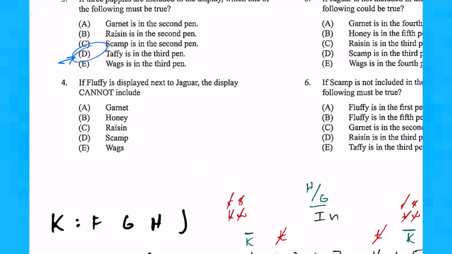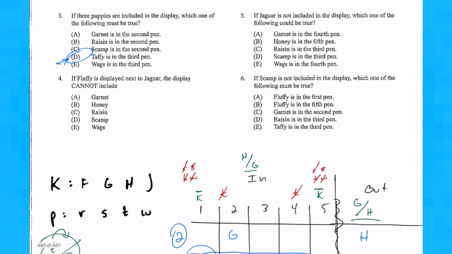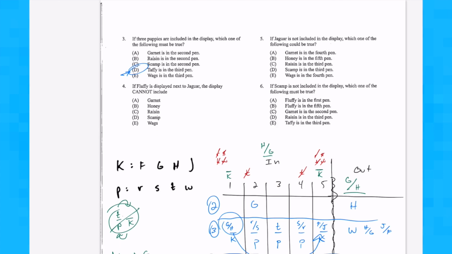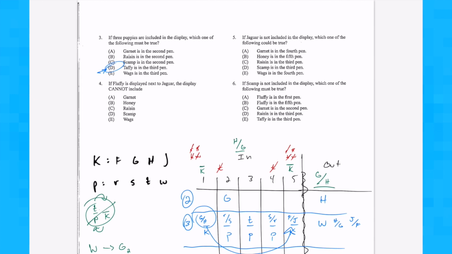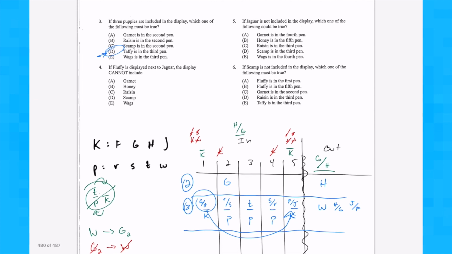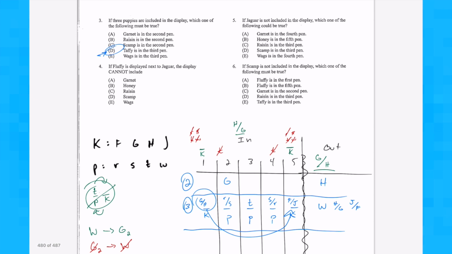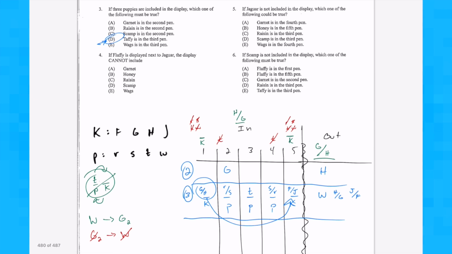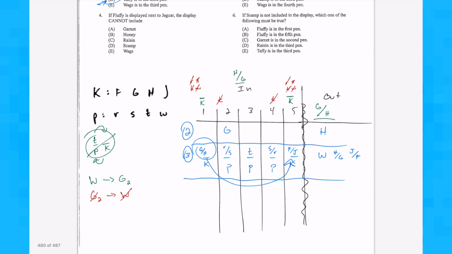What we thought about earlier, Taffy is in the third pen. 4, 5, and 6, all specific questions, so that's really nice. You know, I said I wouldn't begin with this game, but 5 specific questions. The setup is weird here, but otherwise it's not turning out to be that difficult of a game.